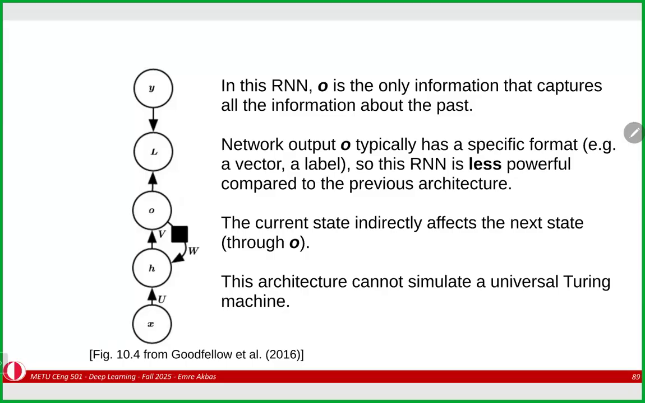And since O is the network output, it typically has a specific format. For example, it could be a vector or a label. So this RNN is less powerful compared to the previous architecture, which has the recurrence relation between the hidden states. The current state indirectly affects the next state through O. And this architecture cannot simulate a universal Turing machine. So it's less powerful, but easier to train because this can be parallelizable, as we will see.